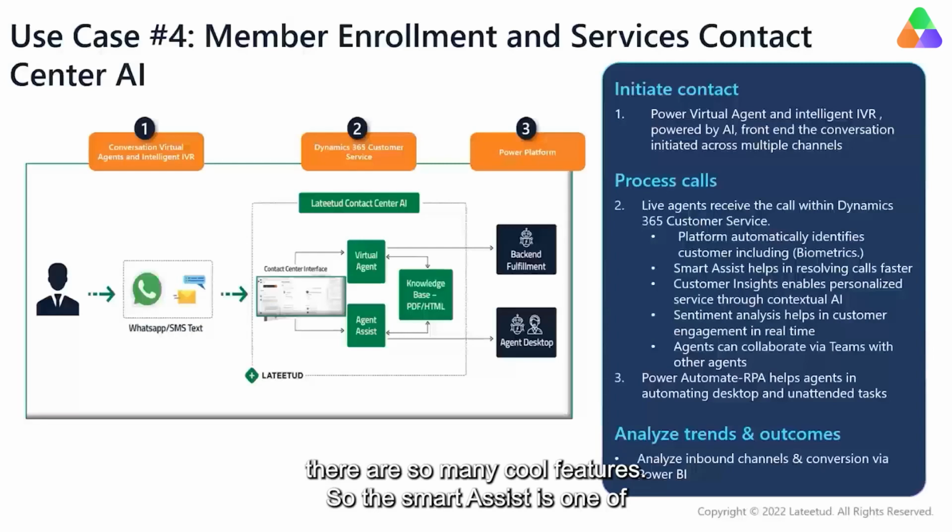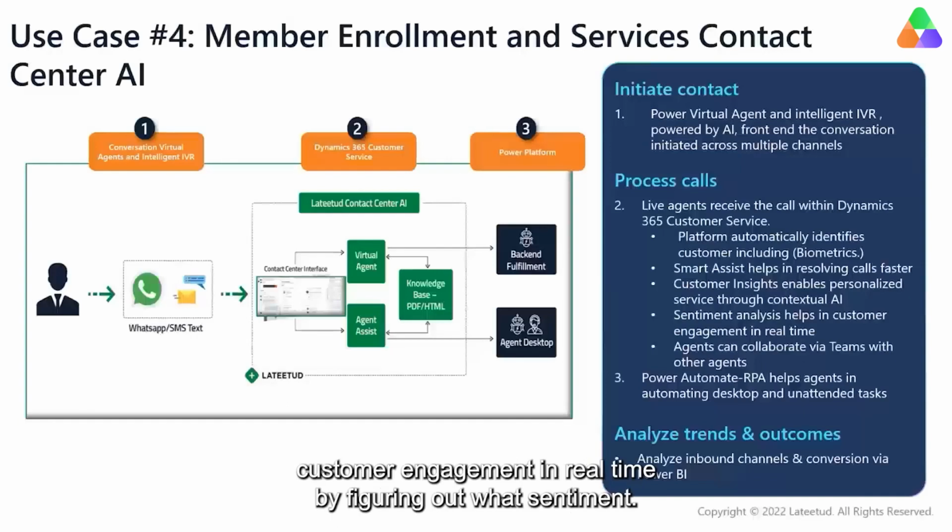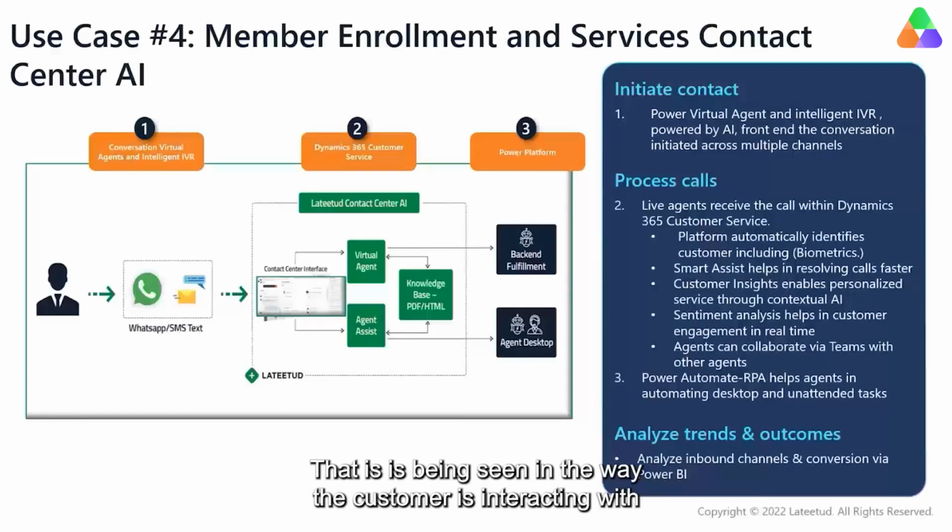So Smart Assist is one of the features that helps resolve these calls faster by providing the help when it is needed, using knowledge base articles and so on and so forth. Customer insights enable bringing that 365-degree view of a customer. Sentiment analysis helps in customer engagement in real time by figuring out what sentiment is being seen in the way the customer is interacting with the agent, so that the agent can address that aspect well.